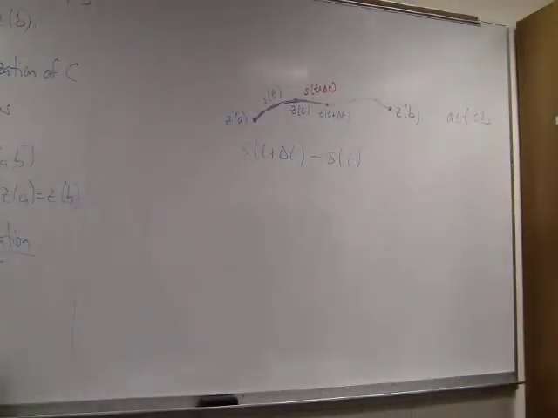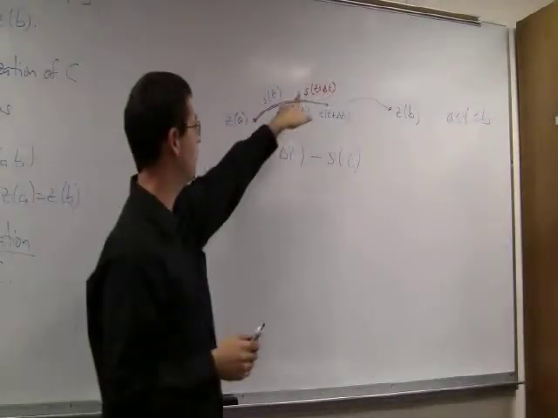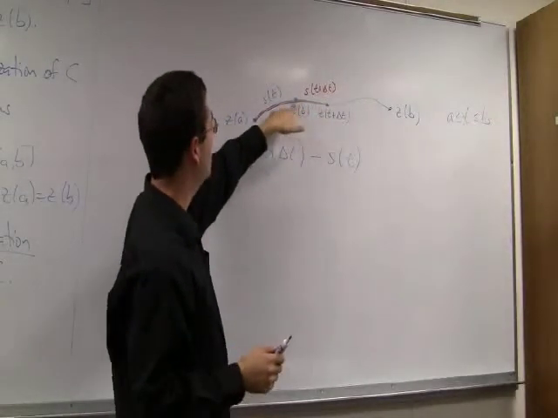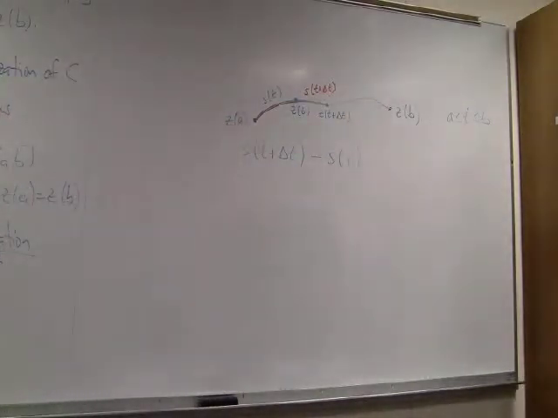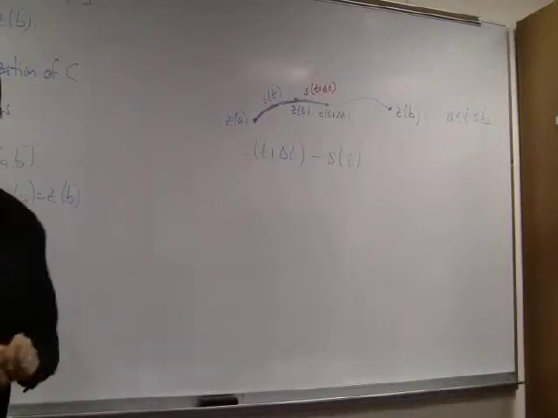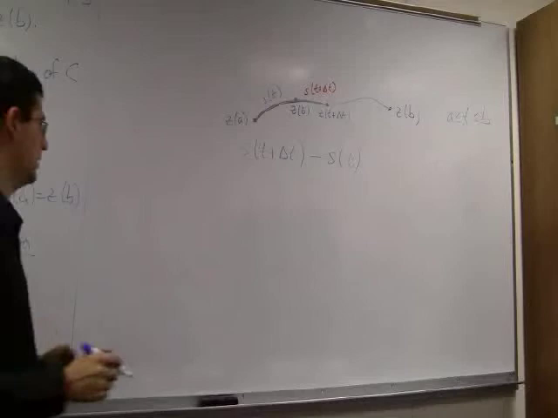What's the difference between the red that's connecting these dots and the green that's connecting the dots? Are you including S of t in one and not in the other? No. Let me zoom in on this and show you what's really going on.